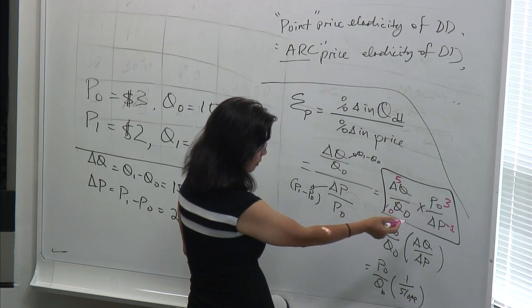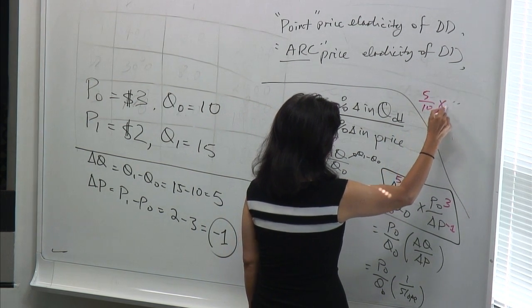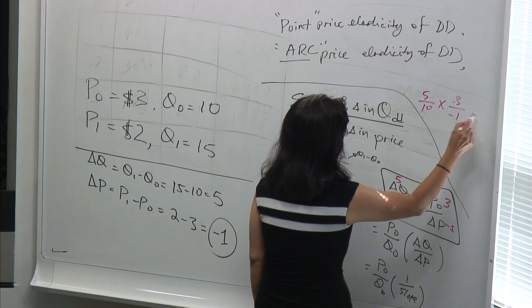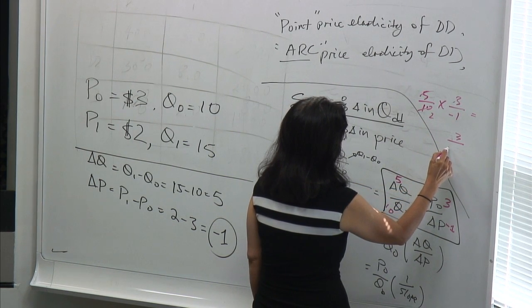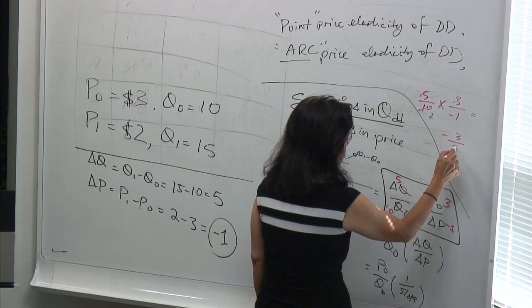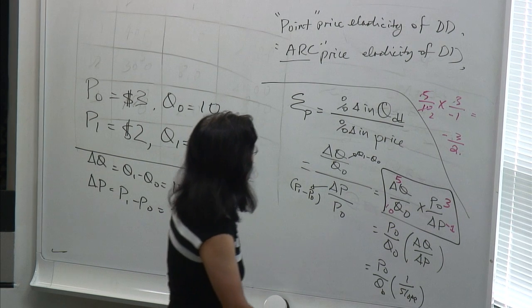Okay, so can everybody do this? Yes. It's negative 1.5. So 5 over 10 times 3 over negative 1, so 1.5. What is that? Is that right? Yes. But you gotta take the absolute value.